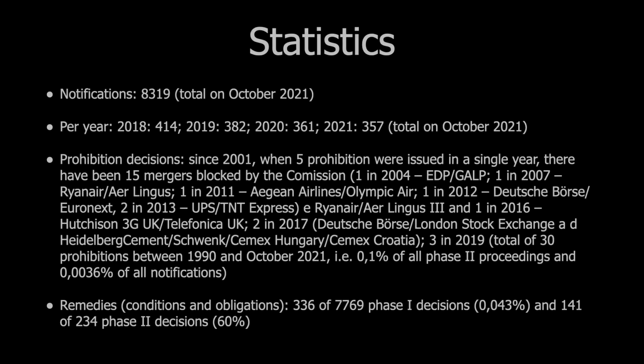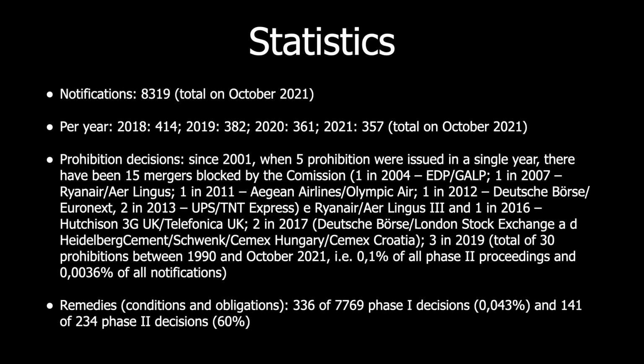Now, let's look at some statistics. From a total, at the end of October 2021, of 8,390 notifications, this corresponds to a number between approximately 361 and 414 per year. The highest year was 2018. Again, we can see that merger activity is really impacted by economic activity in general, and in this case there was a decline of mergers, particularly in the year 2020, with a pickup in 2021.